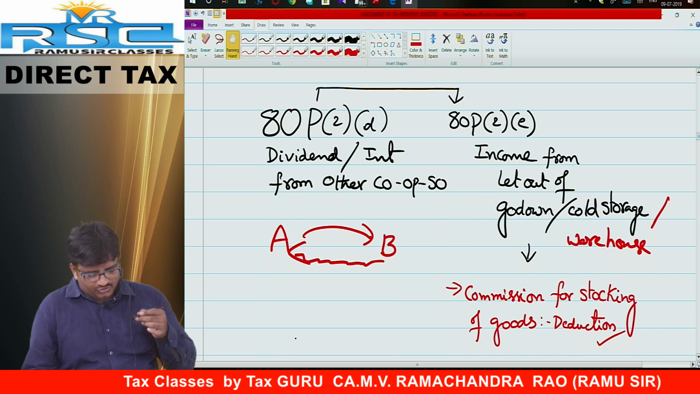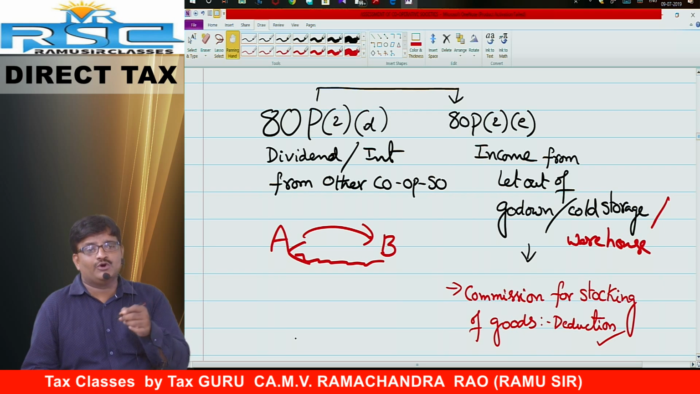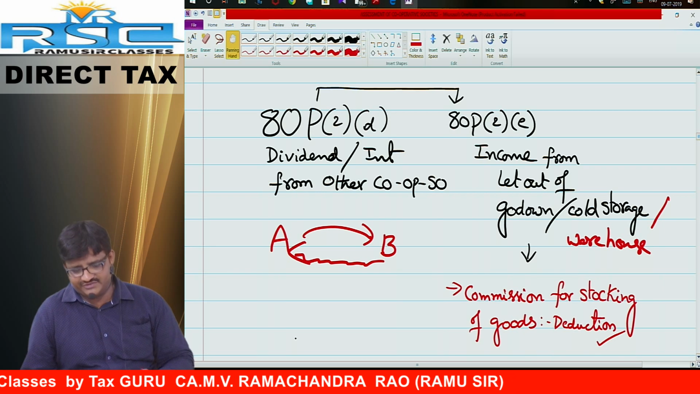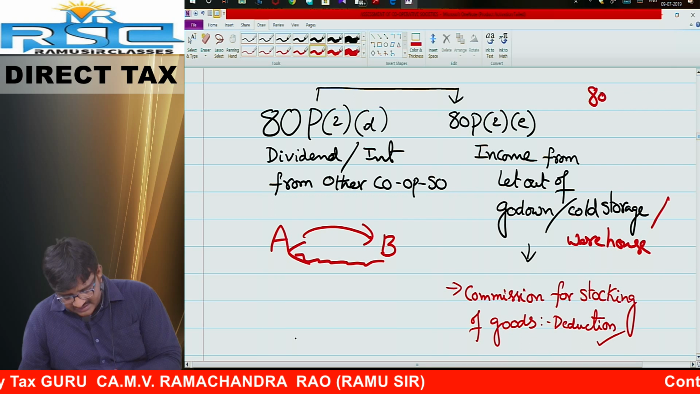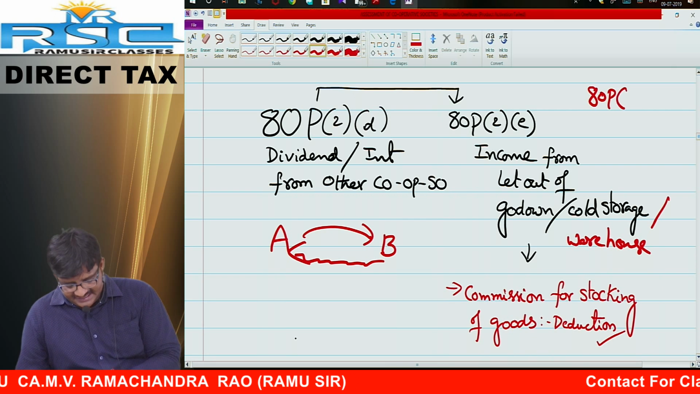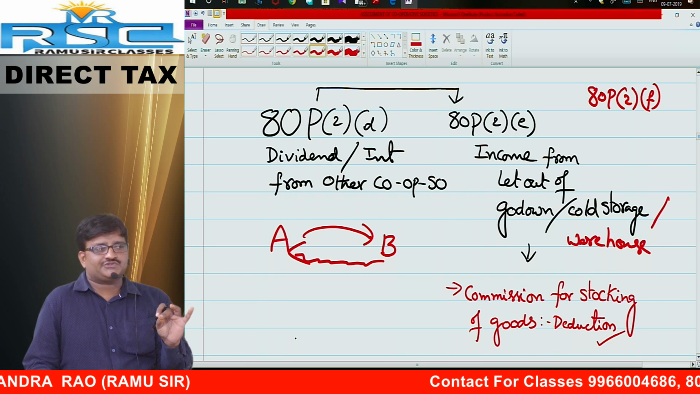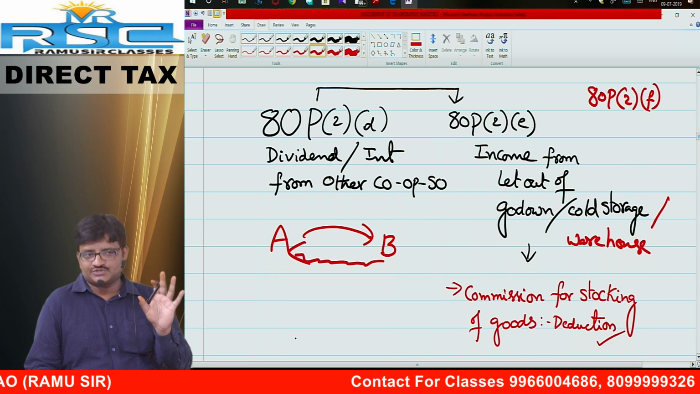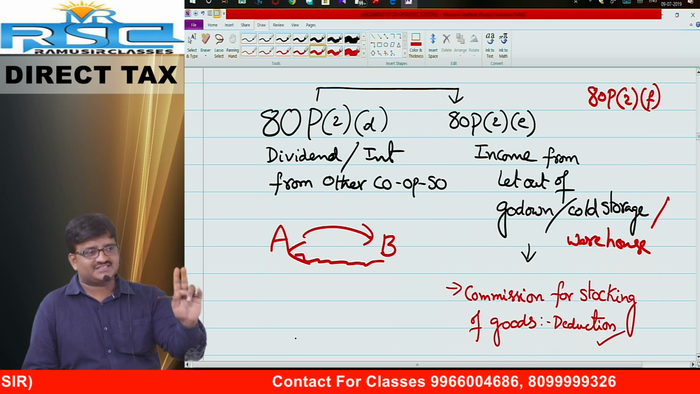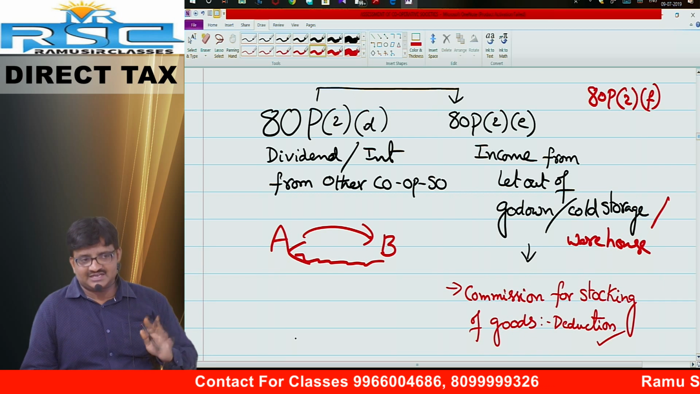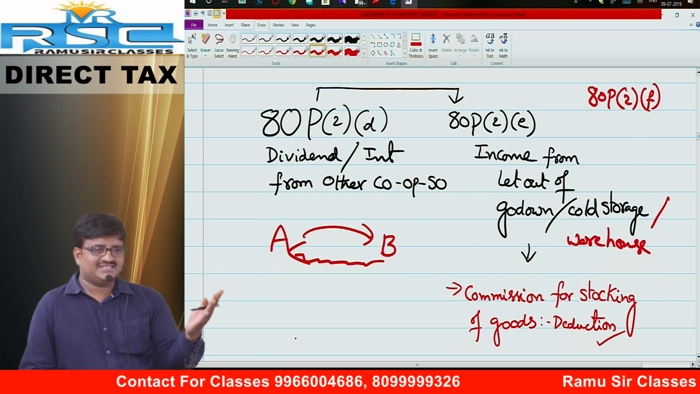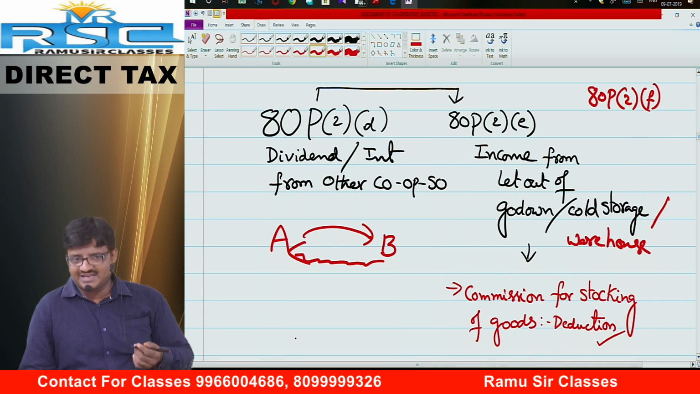So income from a cooperative society by letting out of godam, warehouse, cold storage is also allowed as deduction. Friends, one more transitional provision is there, 80P(2)(f). Any cooperative society other than a housing cooperative society whose gross total income does not exceed 20,000, their income is also allowed as deduction. That is generally a rare provision which we will not use right now.